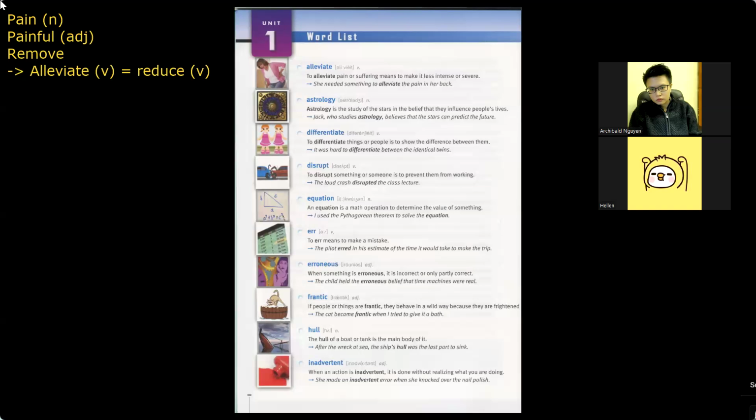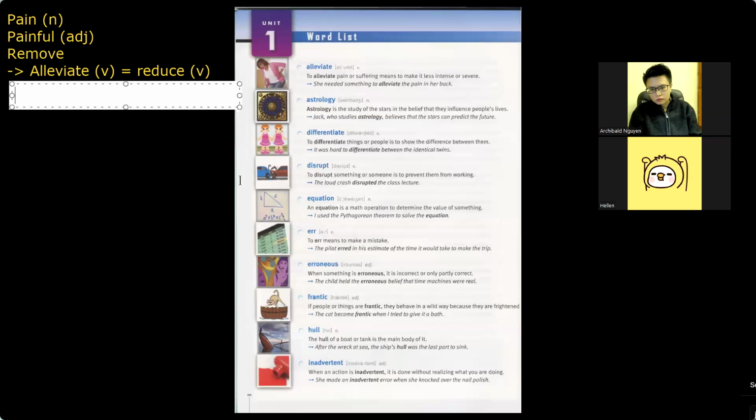Remove is like when you have lots of files on your computer, and you are going to remove a file because it's very heavy and it's not good for the computer. So if we talk about pain, we are going to use alleviate or reduce in English. Medicine. And to alleviate or reduce your pain, where should you go to purchase medicine?